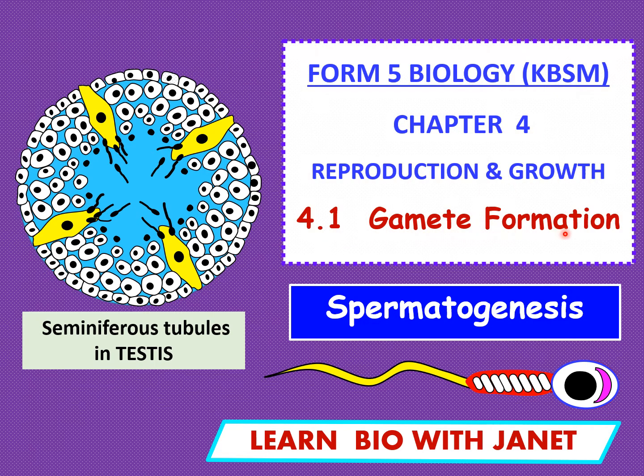I'm teacher Janet and today we'll be discussing Form 5 Biology, KBSM syllabus, Chapter 4, Reproduction and Growth, Subtopic 4.1, Gamete Formation. We'll be discussing spermatogenesis or the formation of sperms, and we'll also discuss the adaptations of the sperm for its function. So this topic is for the old syllabus, for the Form 5 students.